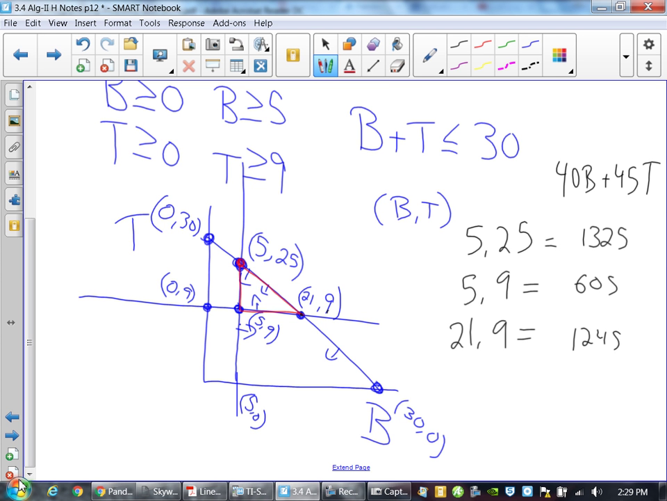But remember, it depends on your objective function for which one it winds up being. Sometimes the 21 and 9 works better profit-wise. You always double check them. Okay, let's look at the next one.